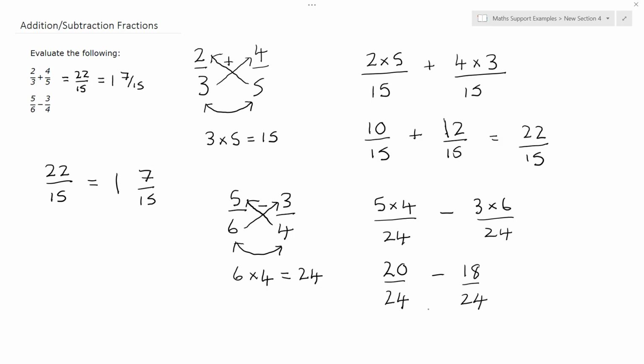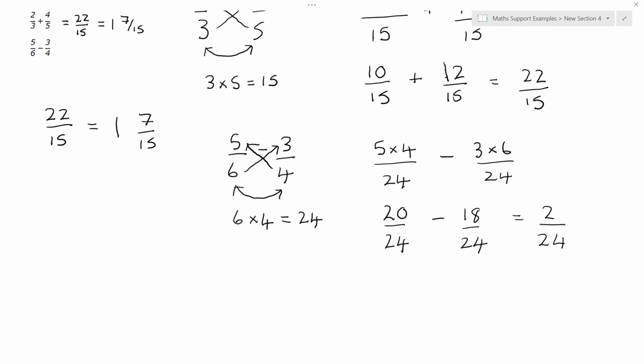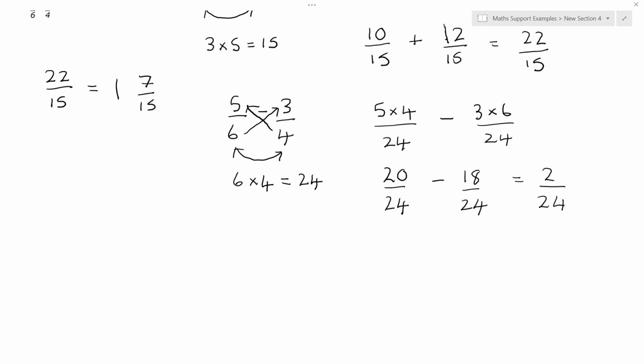As they have a common denominator, we can just subtract the numerators. So we have 20 minus 18 gives us 2, so we have 2 over 24. Now 2 over 24 can be simplified. We see that 2 goes into both terms. So what I will do, I will divide both the 2 and the 24 by 2. So 2 divided by 2 gives me 1, and 24 divided by 2 gives me 12.